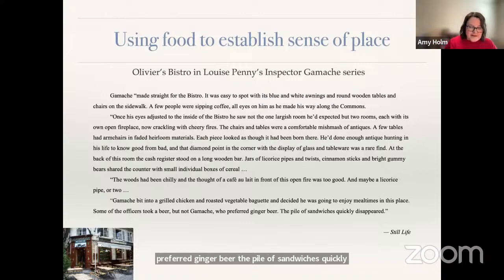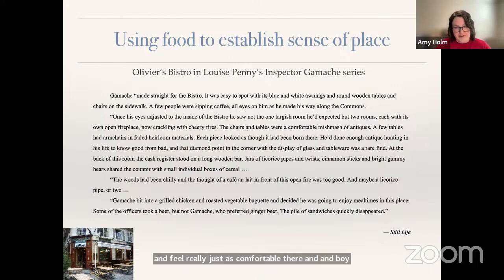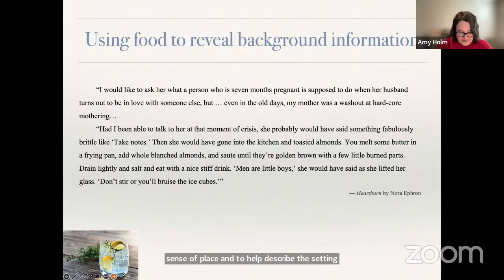And with that, Olivier's Bistro becomes one of the main settings in the series so that the reader, now having been introduced, can return to it with the characters and feel really just as comfortable there. And boy, do I wish I could go there in real life. So that is one way that we use food to establish a sense of place and to help describe the setting. The next example comes from the novel Heartburn by Nora Ephron.